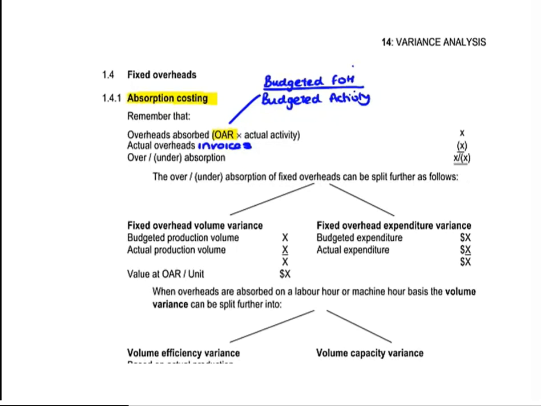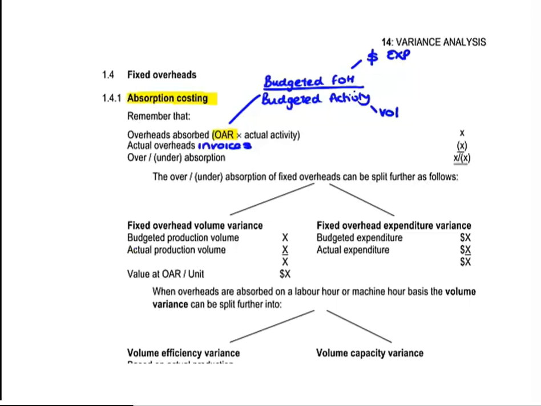And the reason for that could be that when we were doing our plans, there was a difference between how much we budgeted to spend and how much we actually spent, and that will be the expenditure variance. Or there could be a difference between the number of units that we thought we were going to produce and the actual number of units, so the number of units that we were sharing out the fixed overheads over, and that will result in a volume variance.